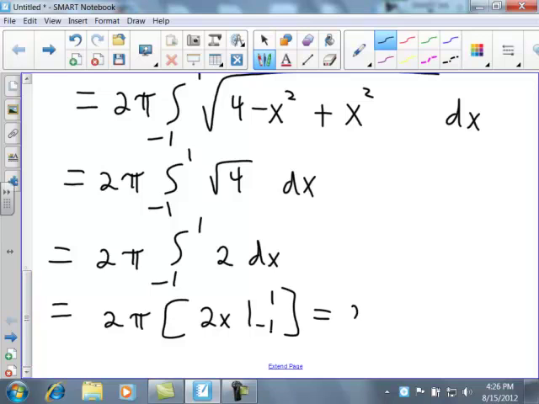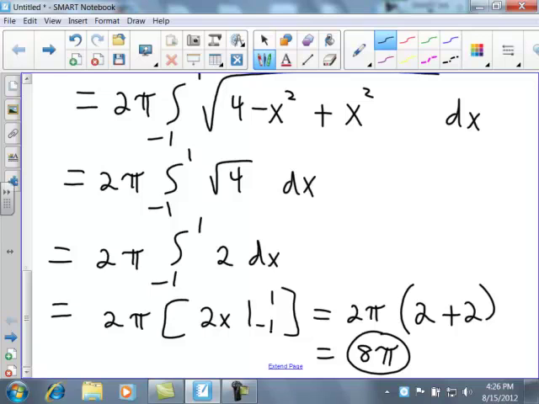And that is going to be 2 pi times, upper bound 2 times 1 is going to give me 2. And then when I have a minus, 2 times -1, which is going to give me a -2. So that minus and that negative is going to make that a +2. And so what I'm left with is 8 pi there for my final answer for the surface area of that region. So again, just a couple of things that you have to be careful about.